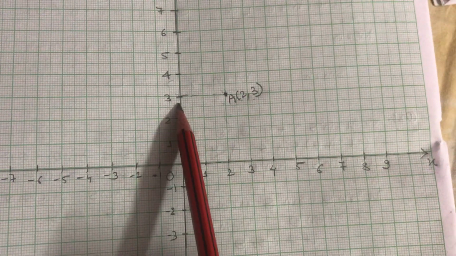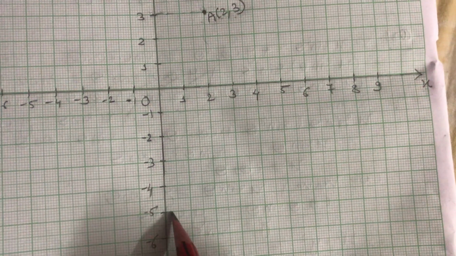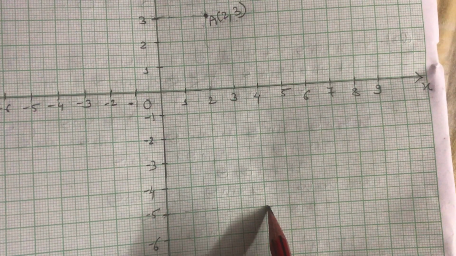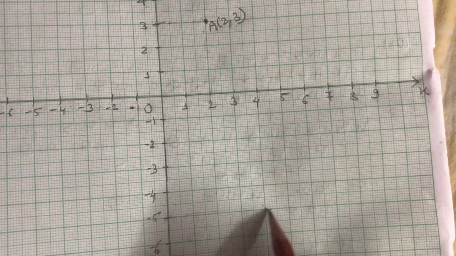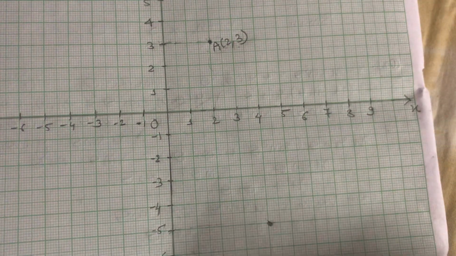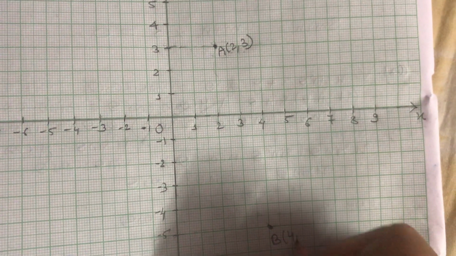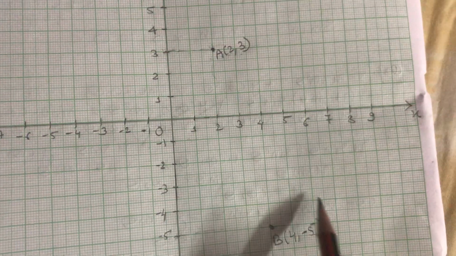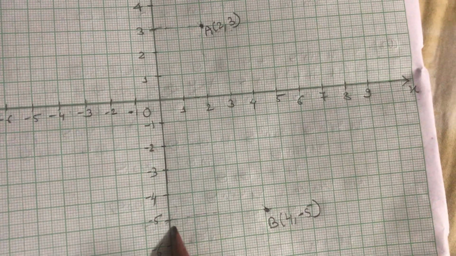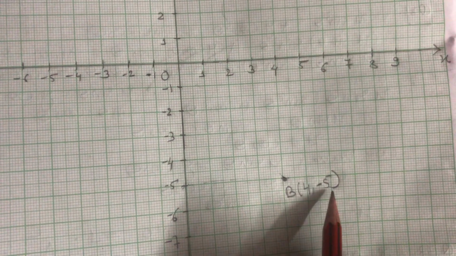So definitely it will not be here. Minus 5 means this is my minus 5, and 4 is here. So this is meeting here. So this point is my point B, which is equal to 4 and minus 5. So this represents x equals 4 and y equals minus 5. The coordinates of B are 4 and minus 5.